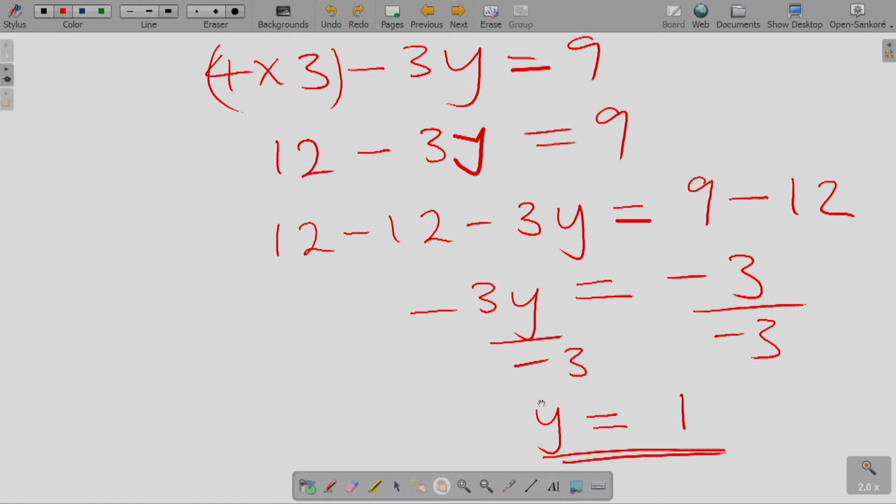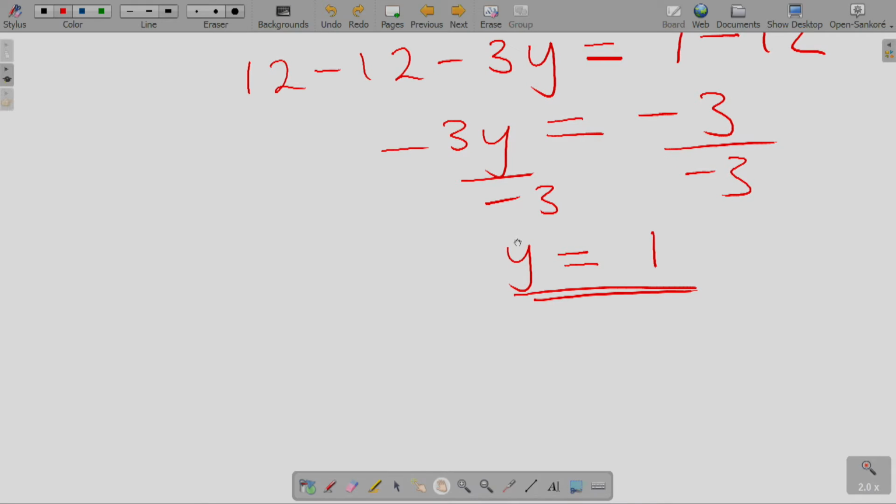So after solving these two simultaneous equations, the answer is x equal to 3 and y equal to 1.